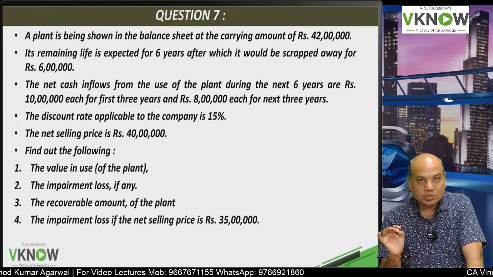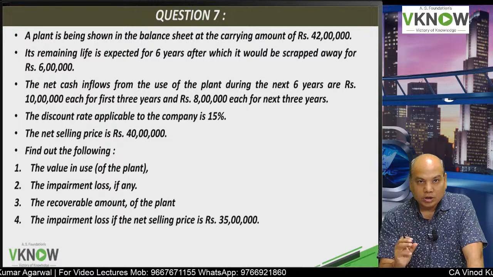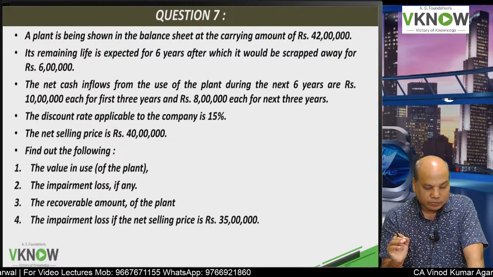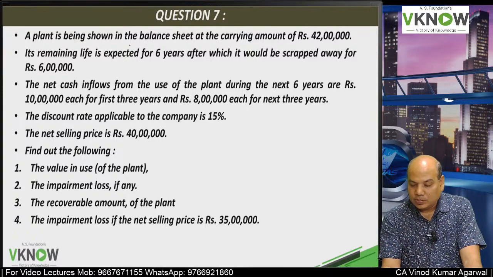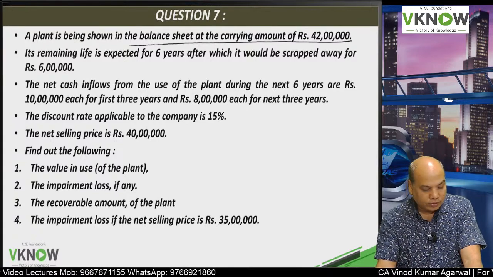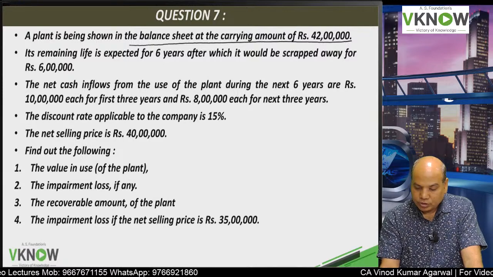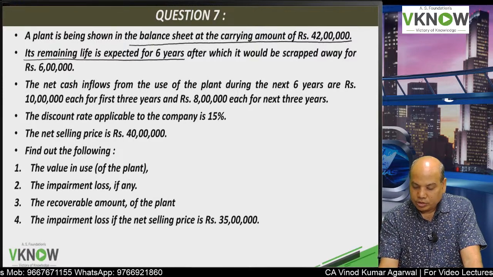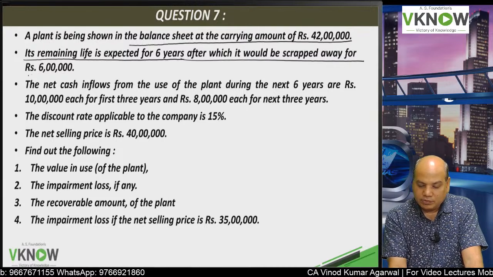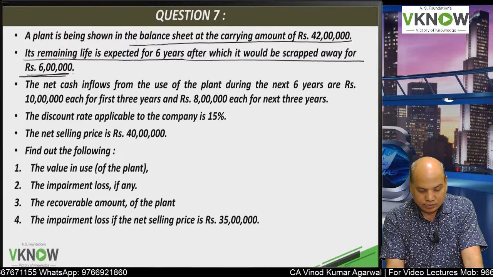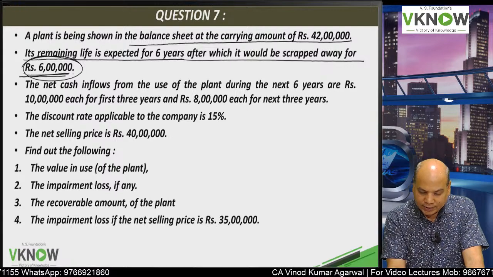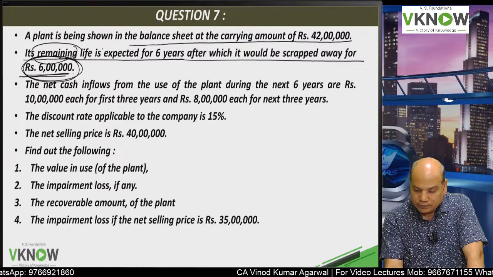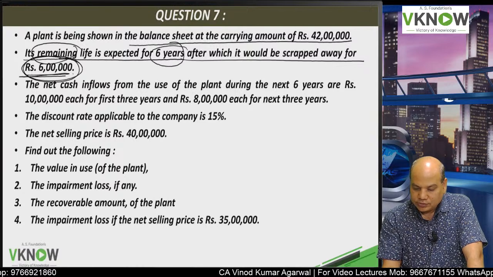Now we'll go to question number 7. Here we'll have to do some more calculations. Question number 7 is a plant is being shown in the balance sheet at the carrying amount of 42 lakh. Its remaining life is expected for 6 years, after which it would be scrapped away for rupees 6 lakh. So you have a scrap value of 6 lakh rupees and its remaining life is 6 years.